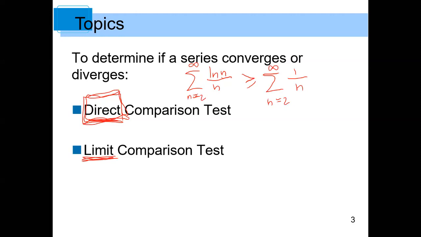And since this series is known to diverge, what does that tell you about the other series? Since it's above the other one, that series will also diverge. In fact, it's important that this thing diverges to plus infinity. So this one also diverges to plus infinity. That, my friends, is called the direct comparison test. You directly compare it to a known series. Does that make sense?